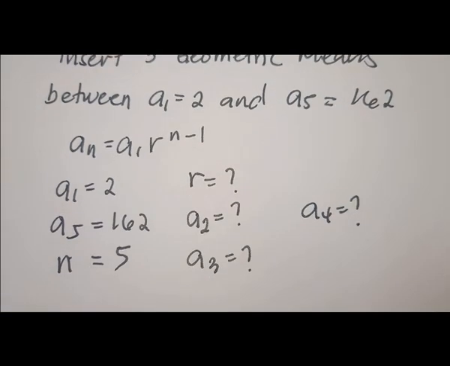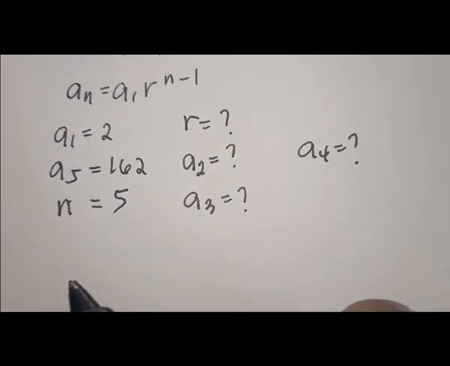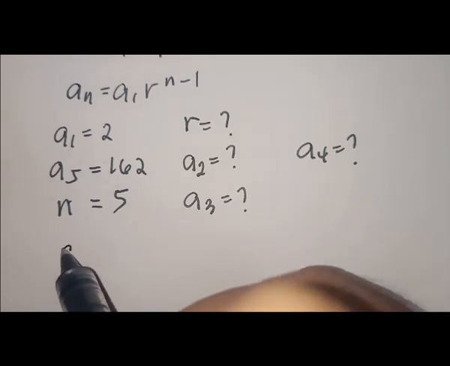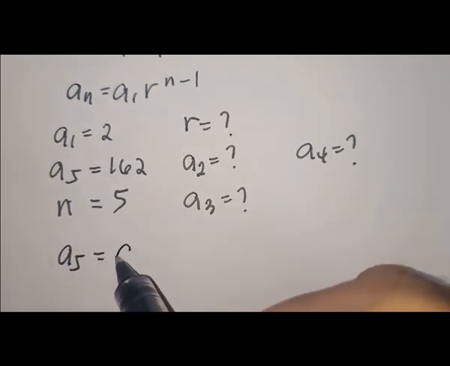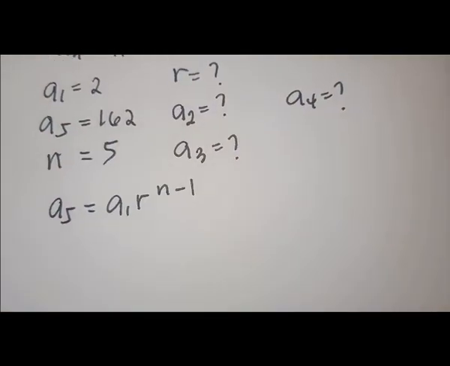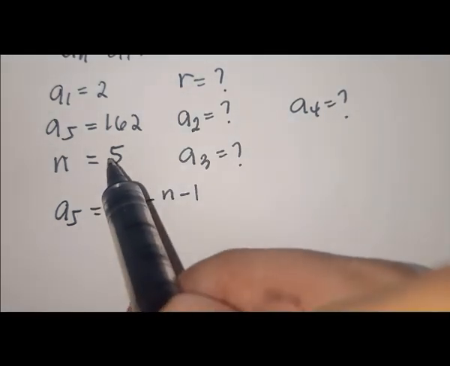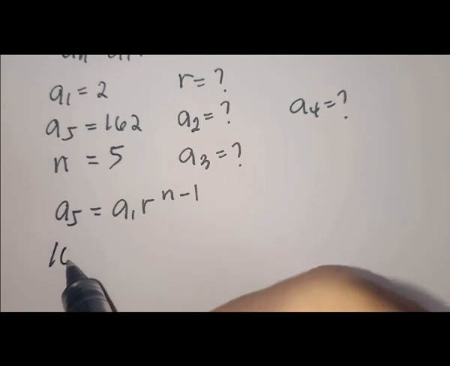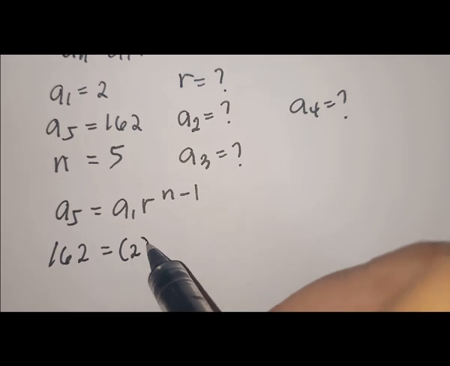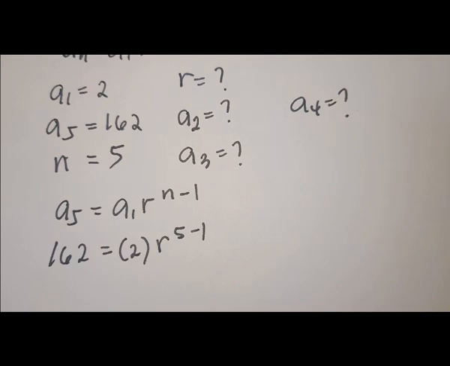Okay, so let's start. So, syempre, una, let us try to write what will be our equation for this. So, dahil meron naman tayong a sub 5, which is the last term, the equation will be a sub 5 is equal to a sub 1 times r raised to n minus 1. Okay, so let us substitute the corresponding value where a sub 5 is 162, a sub 1 is 2, r is unknown, then we have 5 minus 1.